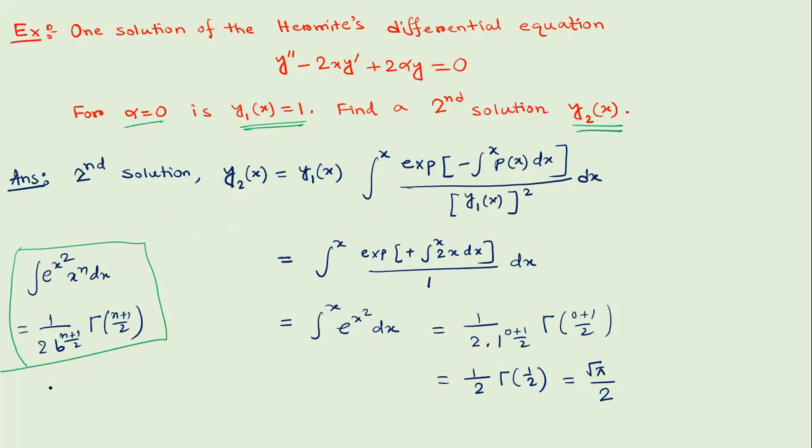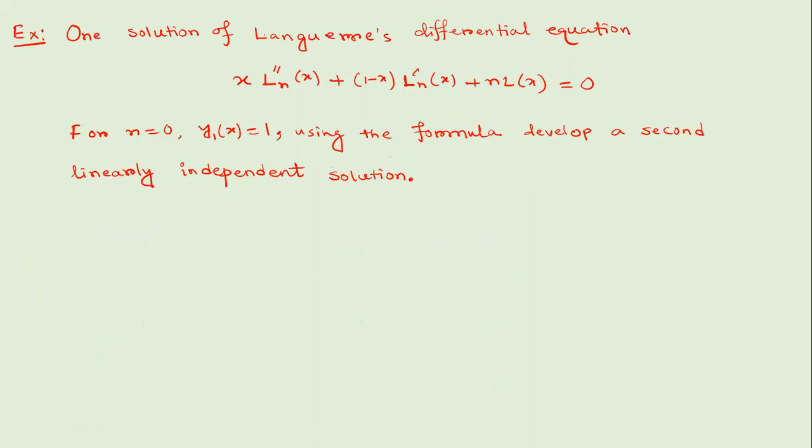Sir, in that gamma function, you forgot to include the exponential b. Oh, right. E to the power b x squared, right. Thank you. E to the power b x squared, x to the power n dx. So this is the formula. Thank you.